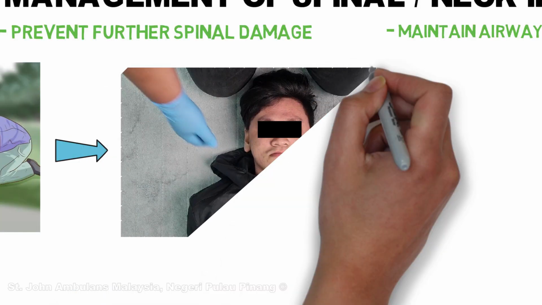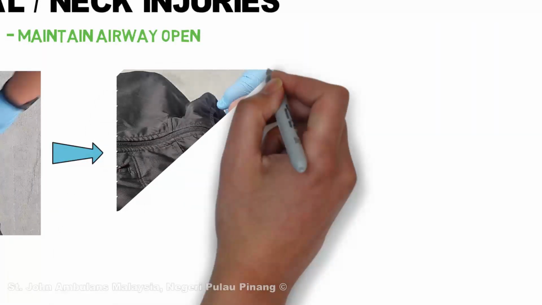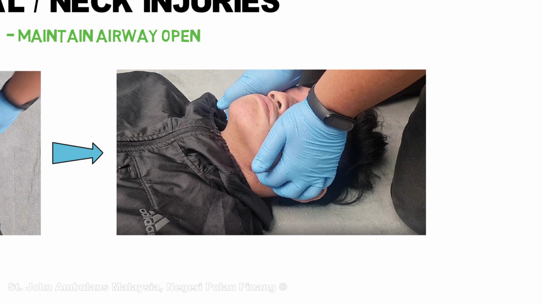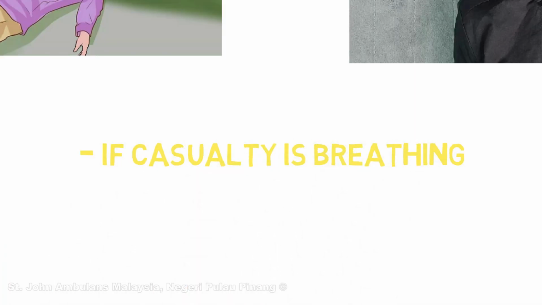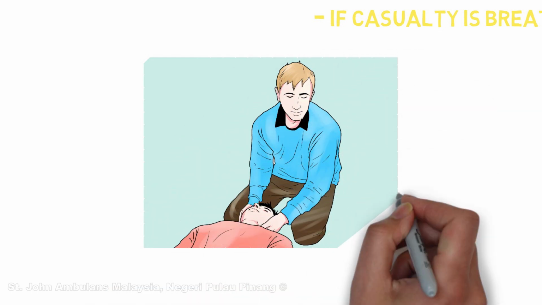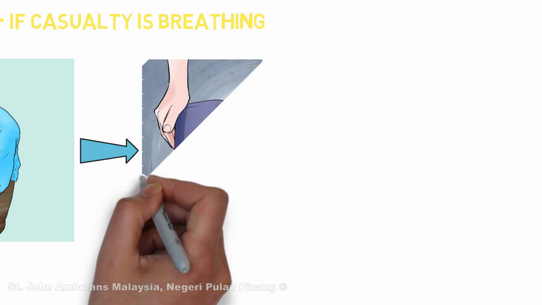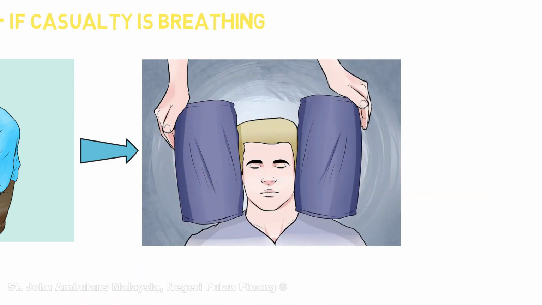Kneel or lie behind the casualty's head. Open the casualty's airway using the jaw thrust technique, and ensure the casualty is breathing properly. If the casualty is breathing appropriately, continue to support the casualty's head. Place rolled-up blankets on either side of the casualty's head while you keep the head in a neutral position.